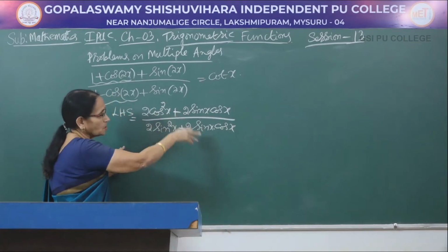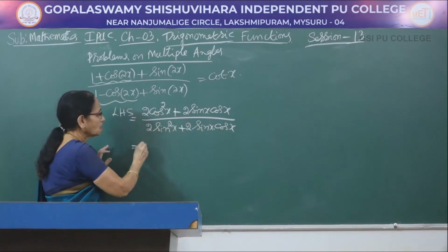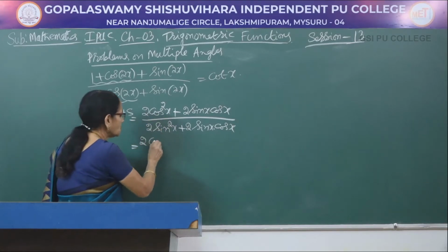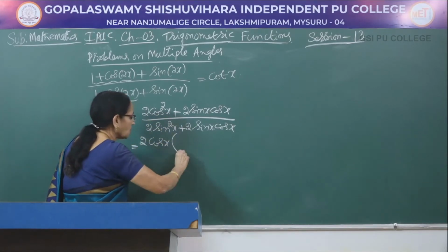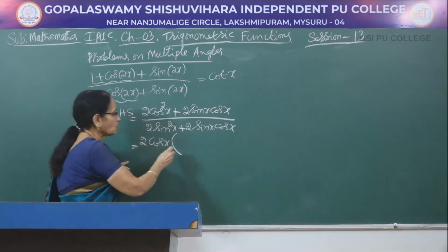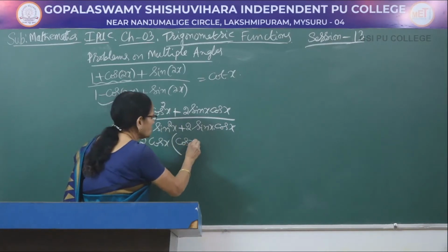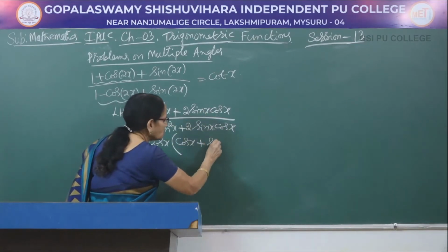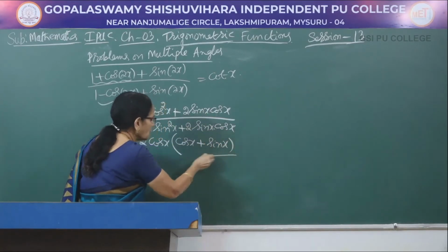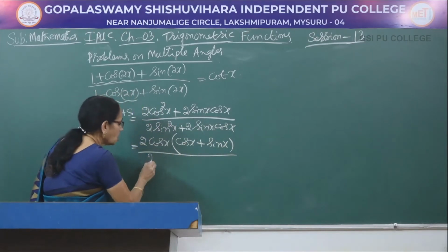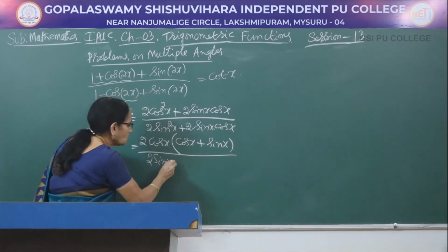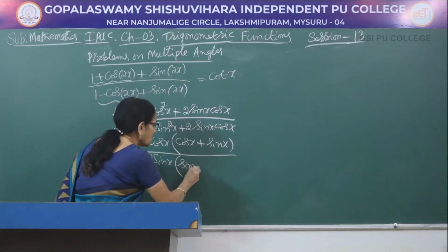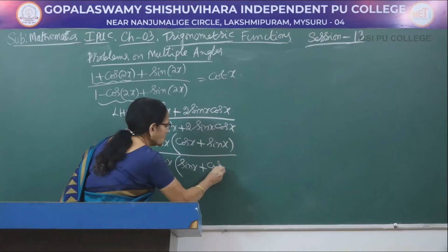Do not cancel this yet, as it is not correct. Take out the common factor. 2 is a common factor and cos x is a common factor. One cos x has come outside, the other cos x is remaining. Again 2 and cos x have come out, so it is sin x. Now, in the denominator, we have 2 sin x as a common factor. So, another sin x is there and another cos x.